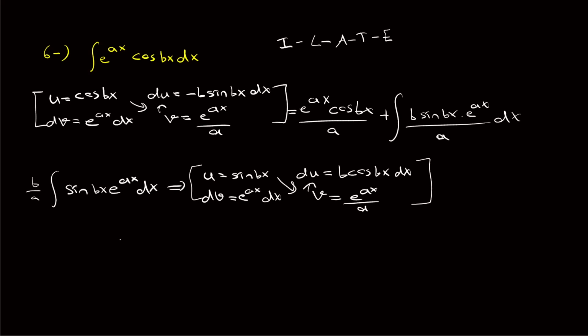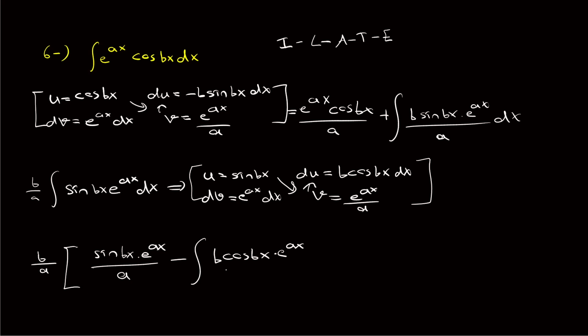Time to follow the arrows again. B over a sine b of x by e to the ax over a minus integral b cosine of bx times e to the ax over a dx. I want you to realize something. This integral e to the ax cosine bx dx is also inside this integral, so I'm going to call this one I, like I did with secant cube x.